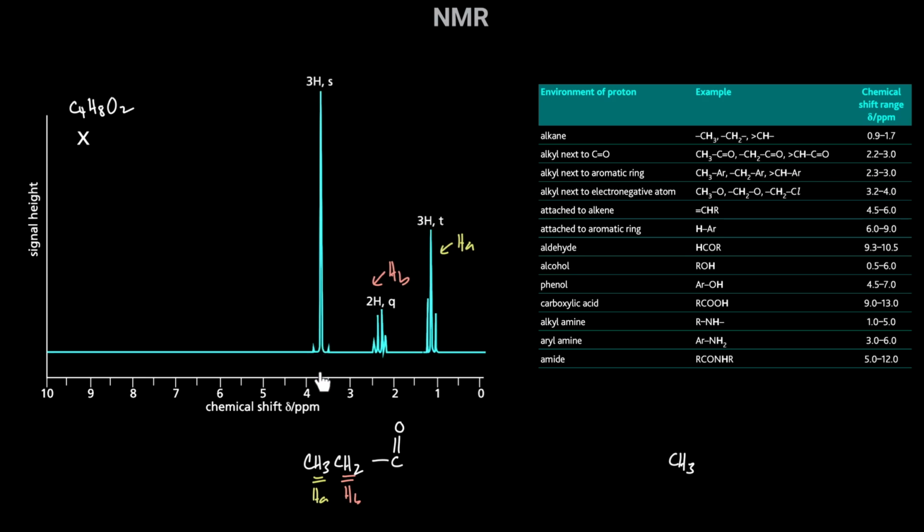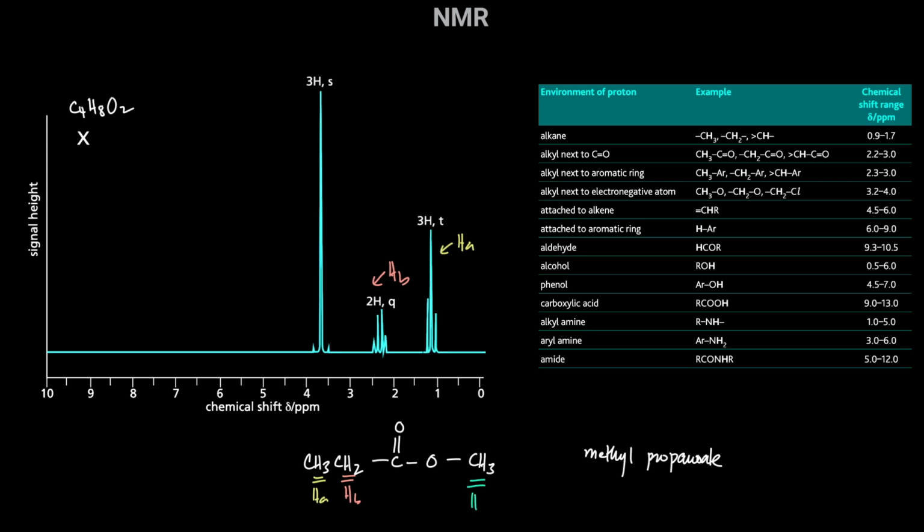So the only oxygen containing group that could cause that shift is if this CH3 was directly bonded to an oxygen. So now we have 4 carbons, 8 hydrogens, and 2 oxygens. That C double bond O is just bonded to an O, CH3. So we have an ester here. Our compound is methyl propanoate.